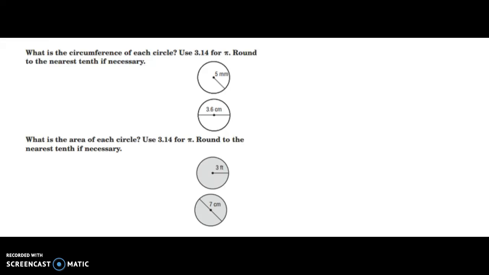Geometry Unit 4B study guide. What is the circumference of each circle? So to find circumference, we're going to multiply pi times diameter.